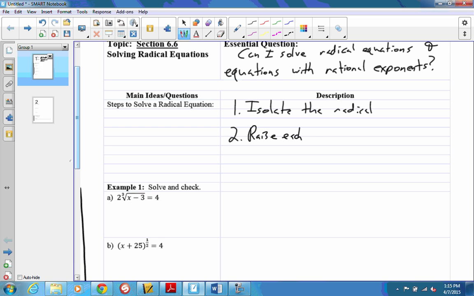Raise each side to a power, okay? And that can get rid of radicals, obviously. And again, most of the time you're going to do that, because you'll want to actually have a number and solve, unless it's an irrational number without a variable under it. You're going to get rid of that radical most of the time, okay?